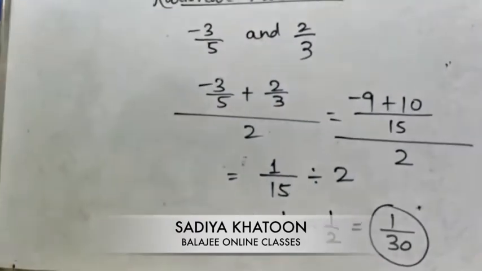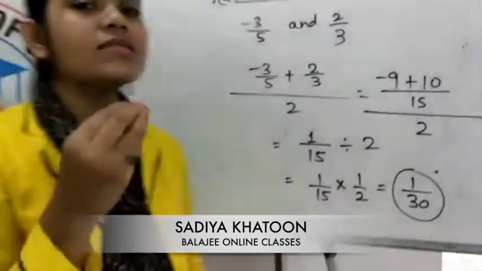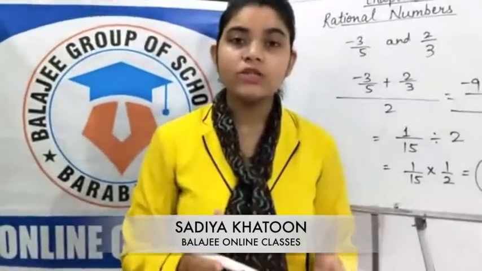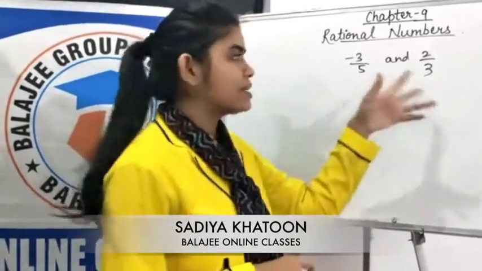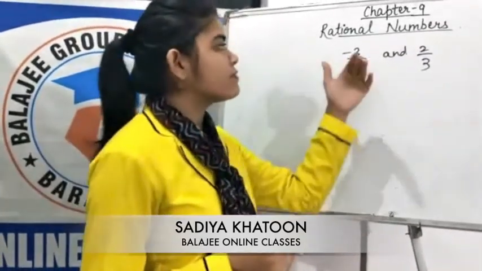So in this way we insert rational numbers between any two rational numbers. Addition and subtraction you have seen, how we do it by finding out the LCM. Okay? But multiplication, if you have to multiply rational numbers, I have taken minus 3 upon 5 and 2 upon 3.